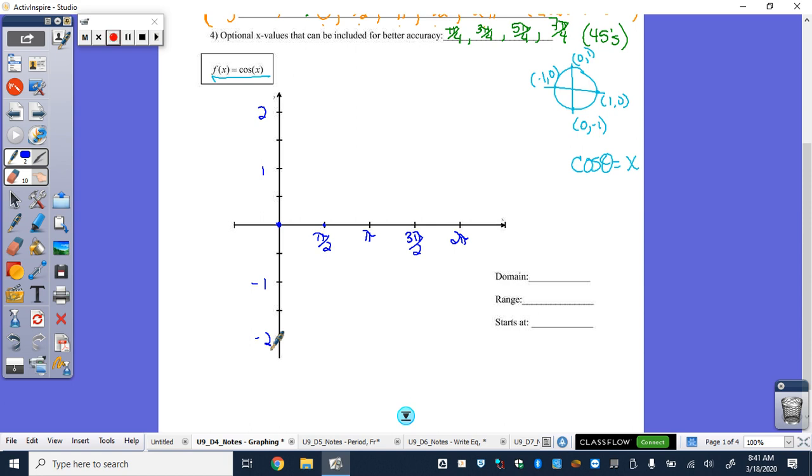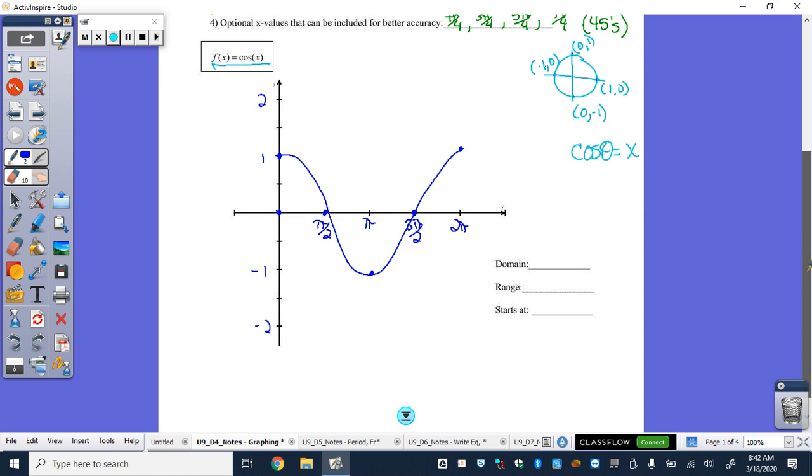So if I look at my 0, my cosine value of 0 on my unit circle is a 1. I'm going to put a dot there at 1. 90, my cosine value is 0. 180, my cosine value is -1. 270, my cosine value is back at 0. And then 360 comes back up to 1. And that right there is our cosine curve.